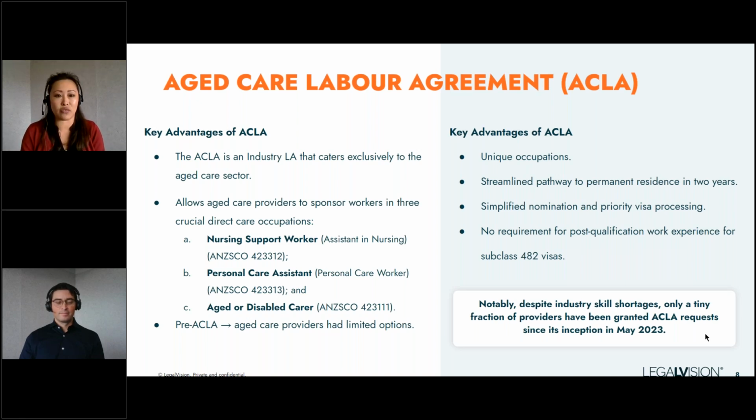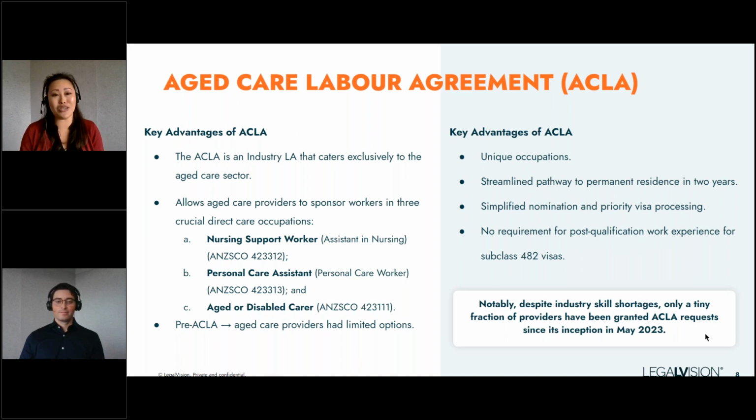But going back to the aged care labour agreement, having identified that the appropriate type of business is an aged care provider that operates nursing or aged care residential facilities, those businesses can request an aged care labour agreement. You can nominate one of 3 occupations or all of the occupations, which is nursing support worker, personal care assistant, and aged or disabled carer. And we'll talk specifically in the next couple of slides about the skills requirements involved, but I just wanted to give you a bit of a summary historical background.